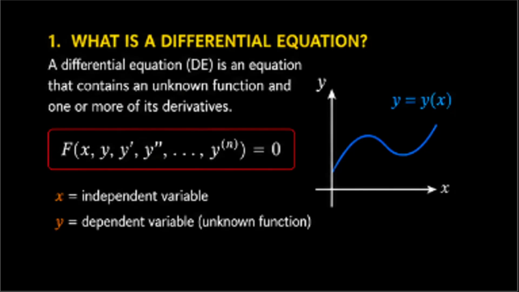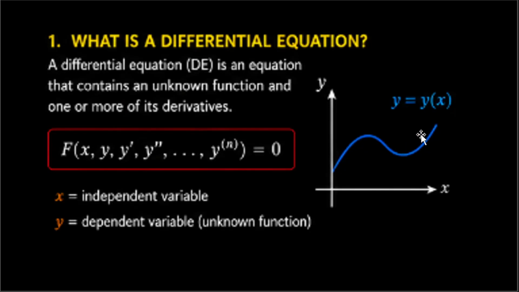A differential equation, also known as DE, is an equation that contains an unknown function and one or more of its derivatives. So basically, we have this representation: f of x and all the derivatives of y is equal to 0. Your x here is the independent variable, and your y is the dependent variable, also known as the unknown function.